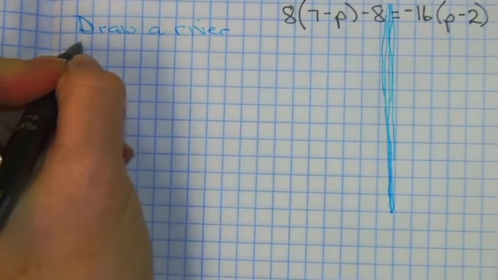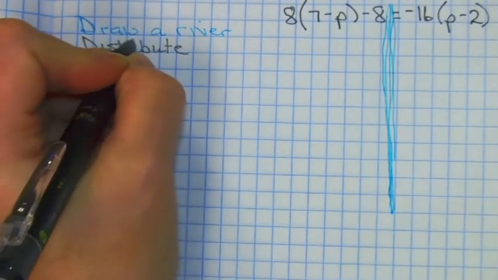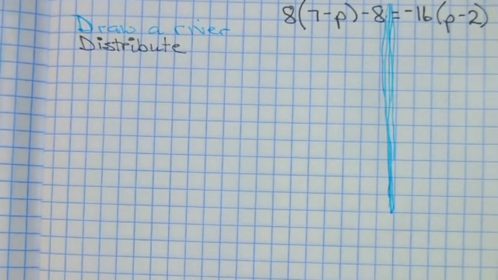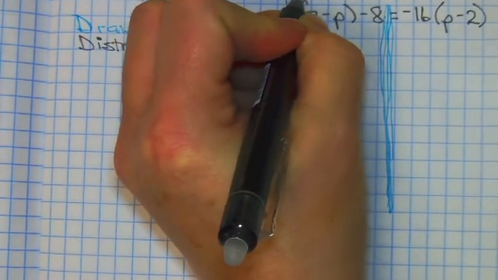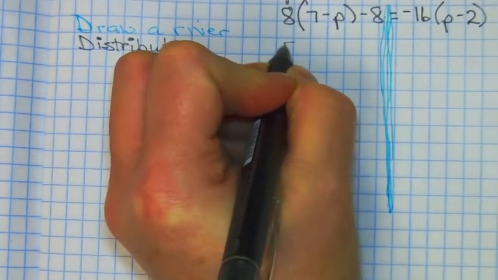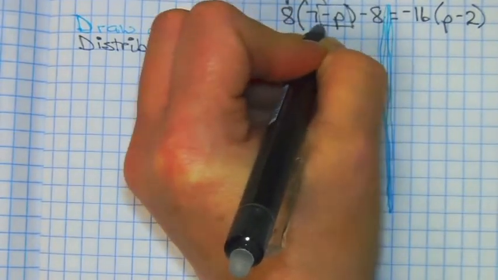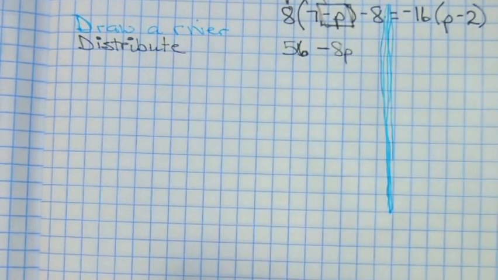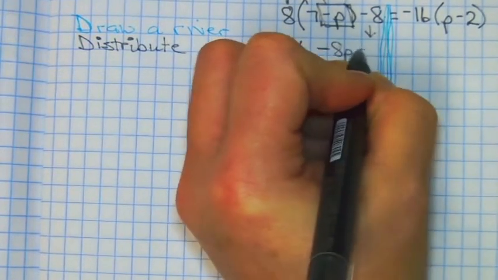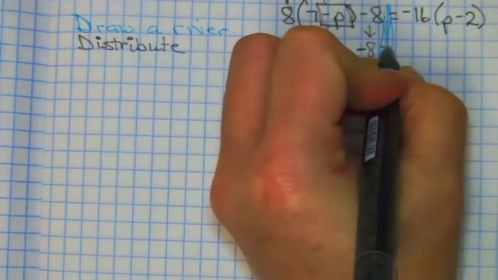So then what we're going to do is distribute. And that just means we're going to multiply through things. So this is going to be 8 times 7, which is 56. And then 8 times negative p, because that negative goes with the p. So negative 8p. Bring down your negative 8 or minus 8. Equals.